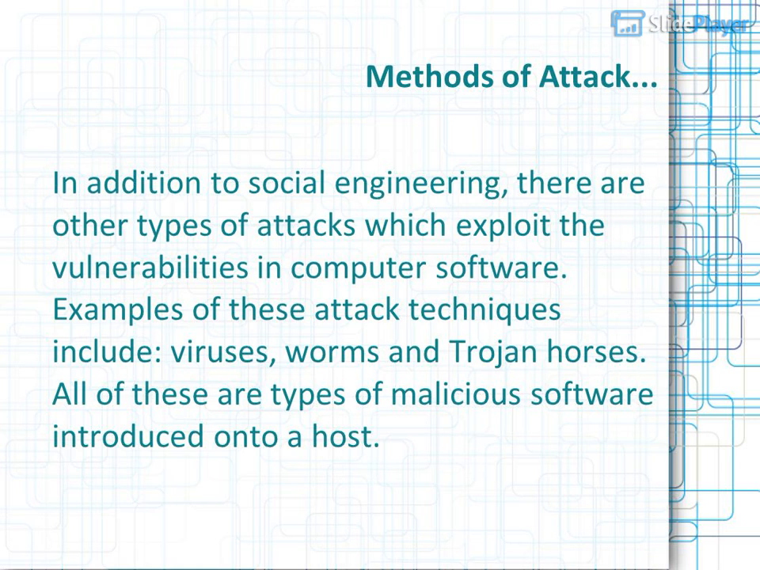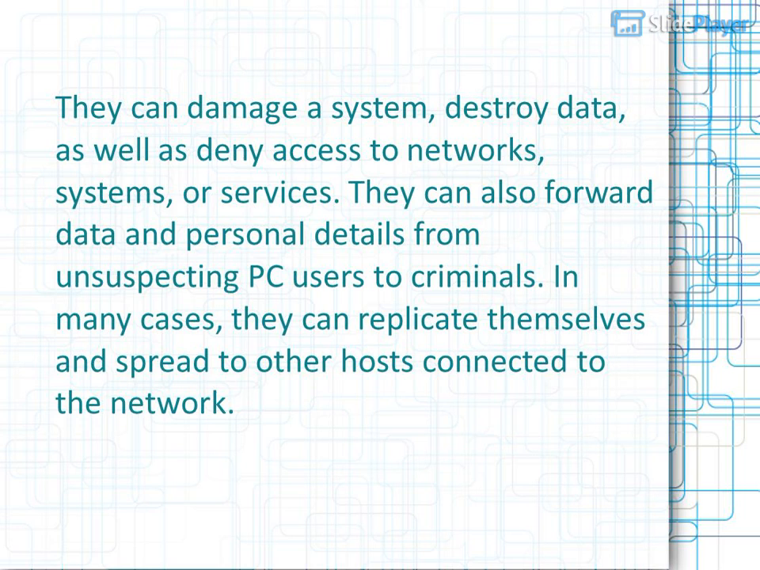Methods of attack. In addition to social engineering, there are other types of attacks which exploit the vulnerabilities in computer software. Examples of these attack techniques include viruses, worms, and Trojan horses. All of these are types of malicious software introduced onto a host. They can damage a system, destroy data, as well as deny access to networks, systems, or services. They can also forward data and personal details from unsuspecting PC users to criminals. In many cases, they can replicate themselves and spread to other hosts connected to the network.